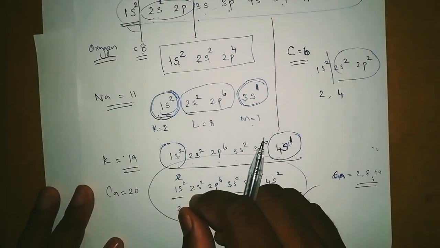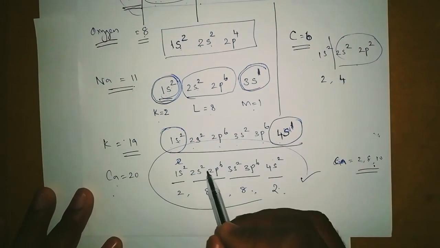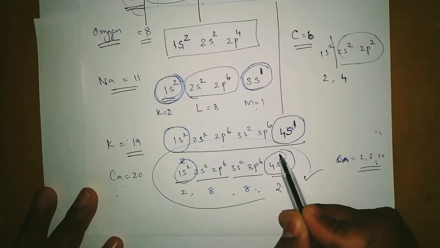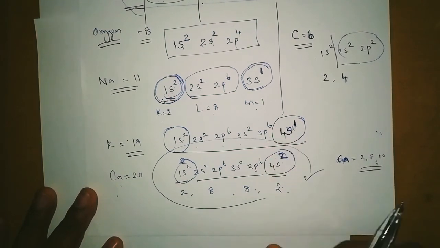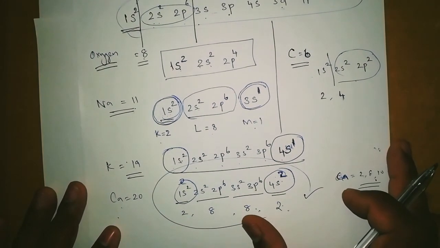Okay, let's take the second group element. Calcium is a second group element. Start with S, end with S only. But you look at the electrons in the last shell, 2, valency 2. Will you understand that? Okay, let's move on to oxygen now.